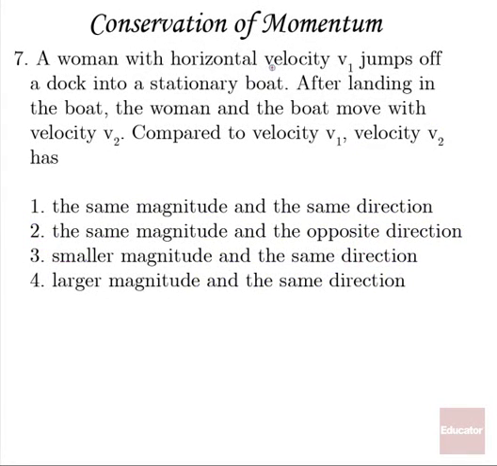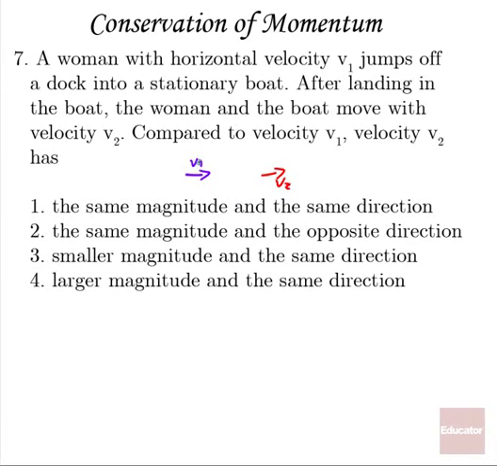All right, just one more here. A woman with the horizontal velocity v1 jumps off a dock into a stationary boat. After landing in the boat, the woman and the boat move with velocity v2. Compared to velocity v1, velocity 2 must, well, let's think about it. We've got a woman who has a horizontal velocity v1 jumping into a stationary boat. After she lands in the boat, the woman and the boat both move with some velocity v2.